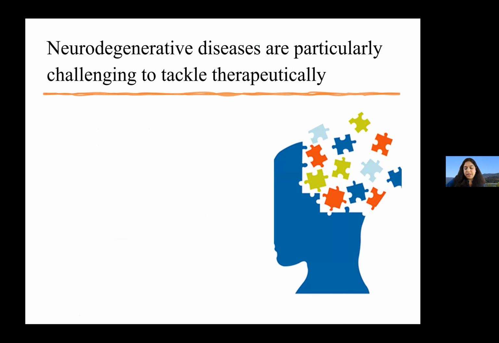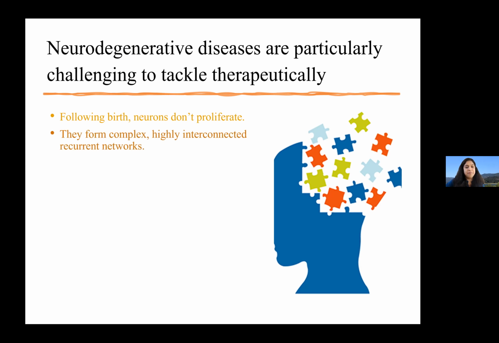So one of the challenges with neurodegenerative diseases, it's a very long word, sorry, is that, as opposed to many other organ systems, in the brain, after birth, neurons don't typically regenerate. So that's a big problem. And they form these complex interconnected recurrent networks, which makes it very difficult to guess what is going to happen if you treated it in a certain way.